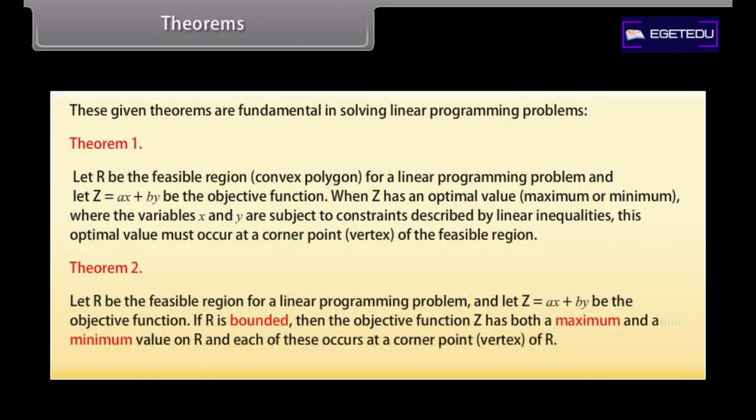Theorem 2. Let R be the feasible region for a linear programming problem, and let Z equals ax plus by be the objective function. If R is bounded, then the objective function Z has both a maximum and a minimum value on R, and each of these occurs at a corner point (vertex) of R.